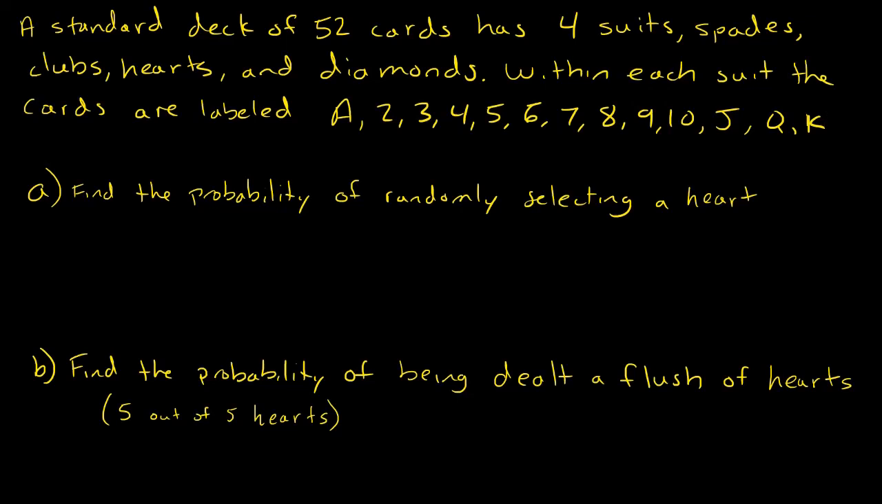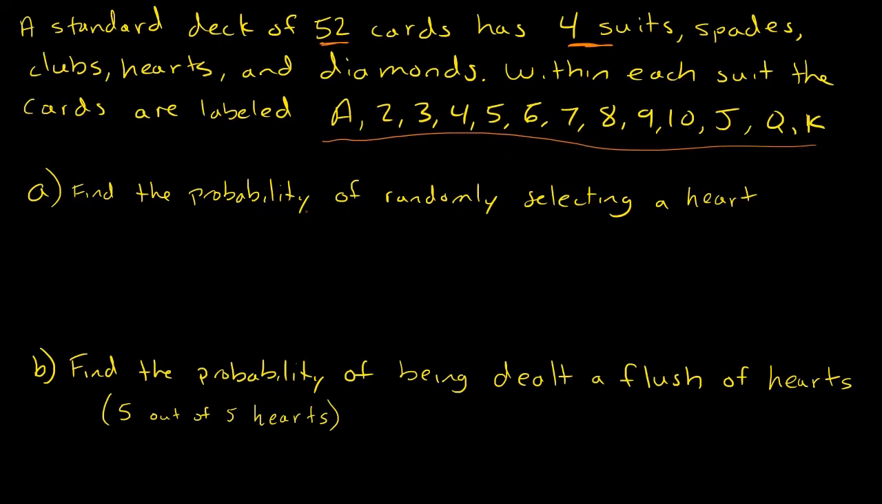Okay, in this video we're going to go through several examples of being dealt cards from a standard deck of cards. Just as a reminder, a standard deck has 52 total cards. There are 4 suits within that deck: the spades, the clubs, the hearts, and the diamonds. Within each suit, there are 13 cards, labeled ace, 2, 3, 4, 5, 6, 7, 8, 9, 10, and then jack, queen, king.